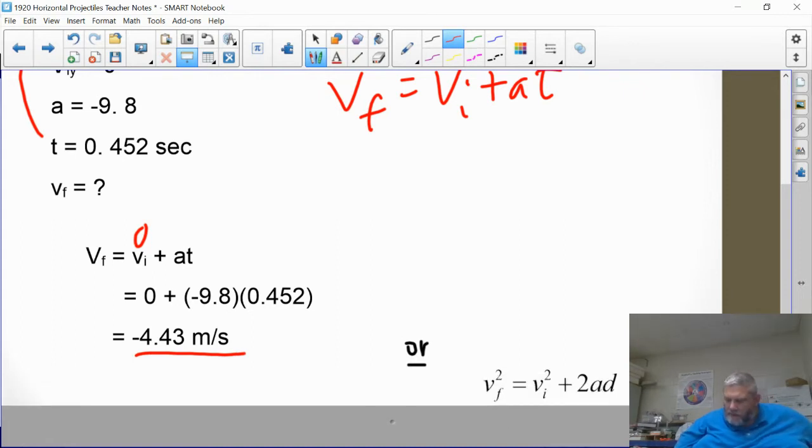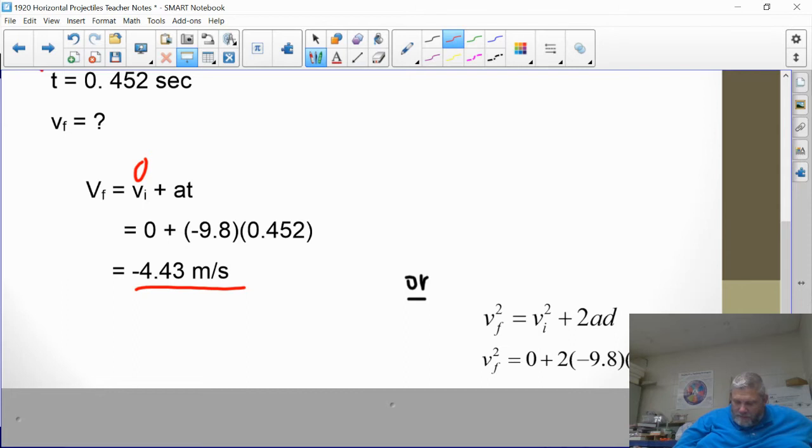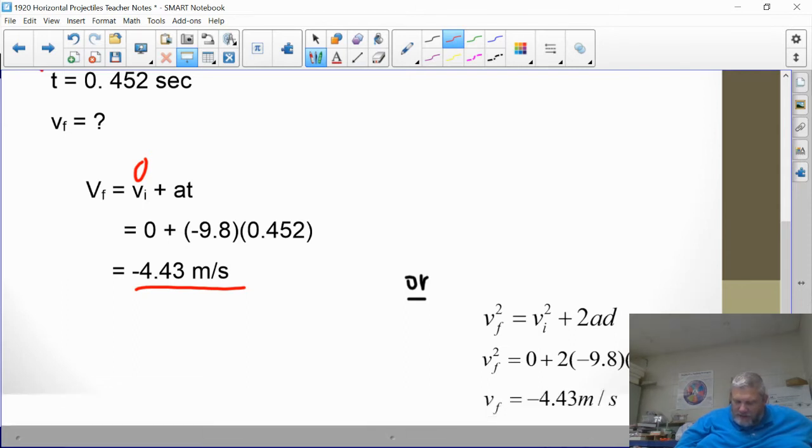If you wanted to use the other equation, we could use Vf squared equals Vi squared plus 2ad. Same values. We end up getting, amazingly enough, the same answer. So either way is perfectly fine.